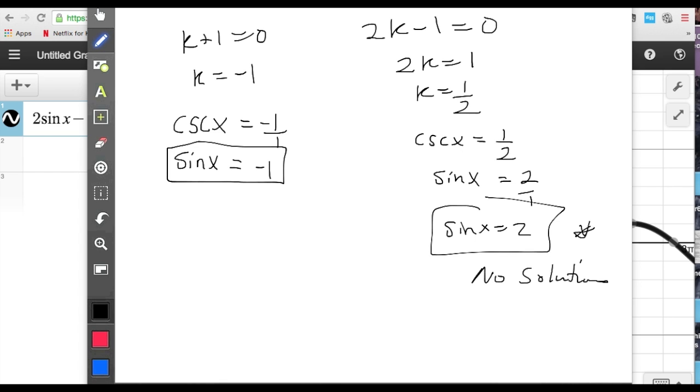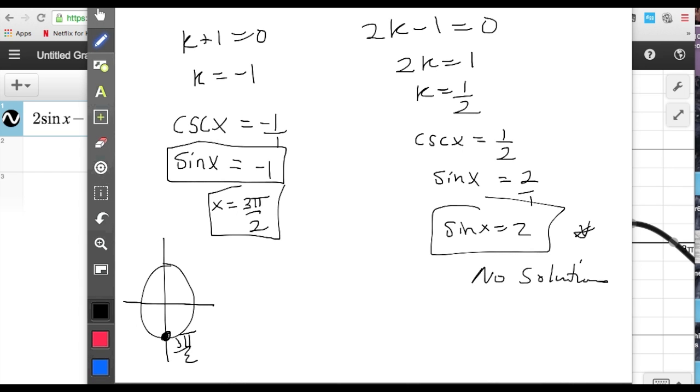Does sine x ever equal negative 1? It does. It does at its minimum, right? That's its minimum. Think about the circle. When is the y value, sine is the y value, when is the y value negative 1? There it is down there. And that's at 3 pi over 2. That's the only value between 0 and 2 pi. So the only solution between 0 and 2 pi is 3 pi over 2. That's the only solution to this equation.